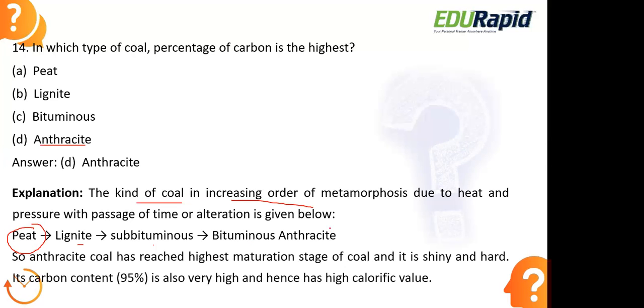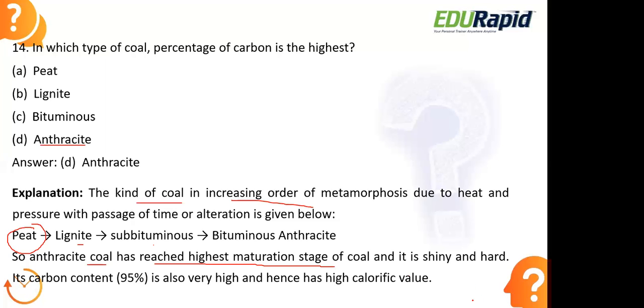Clear? Along with that, anthracite has the highest maturation stage of coal, where the maximum amount of carbon is present. We know that coal is a carbon-rich substance. So in coal, there will be the presence of carbon itself, right?